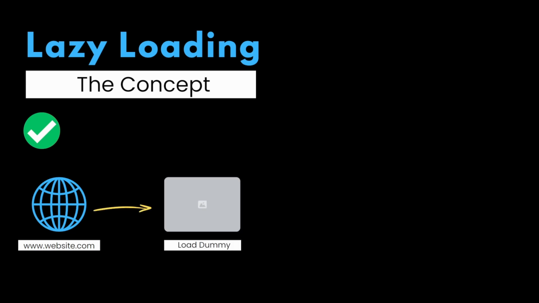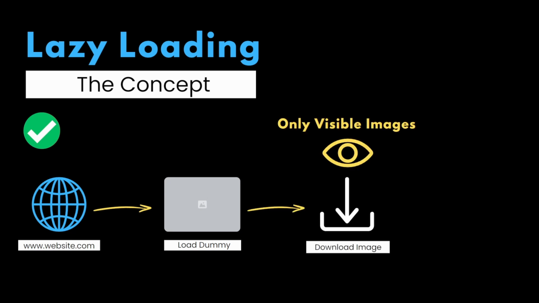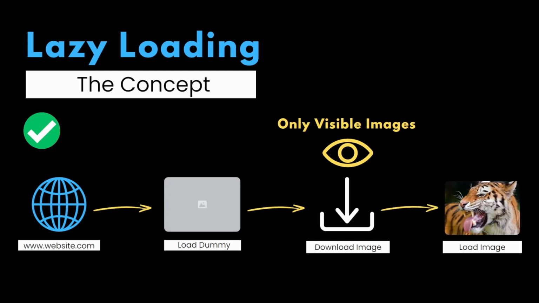Now, the faster and more professional approach requires one extra step in between. First of all, you visit the website. Then, instead of the images, you instantly load some dummy images. These can be some little SVG icons and a little skeleton made with CSS and HTML. Then, as you scroll, only the visible images will be downloaded because of lazy loading. And then you load the image.